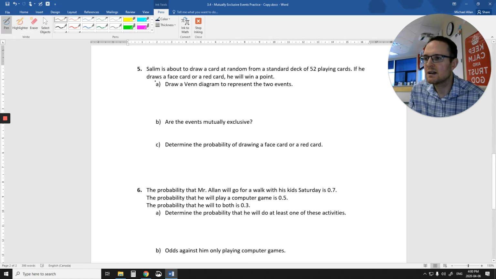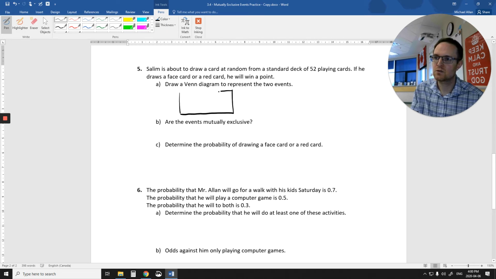All right. Salim is about to draw a card at random from a deck. If he draws a face card or a red card, he wins a point. Now, because he can have face cards or red cards, they can both be at the same time, so these are not mutually exclusive. We'll have to figure out how many times they can cross. Actually, let's draw these out. I think I did this in my notes as well, the same question. We're just going to do it again.